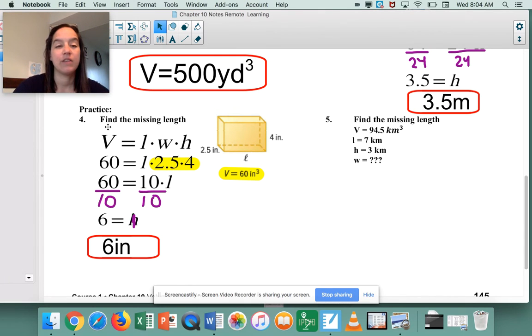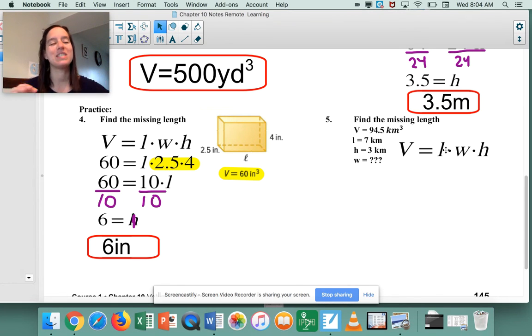All right. Number 5 doesn't give me a shape, but it gives me all of the information. So it tells me volume is 94.5, length is 7, height is 3. What's the width?